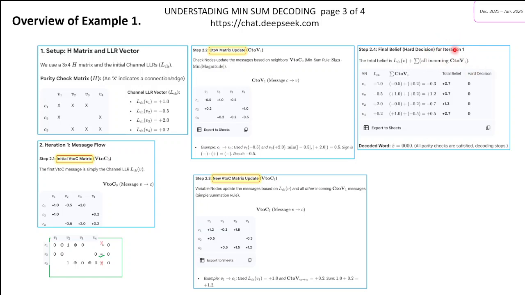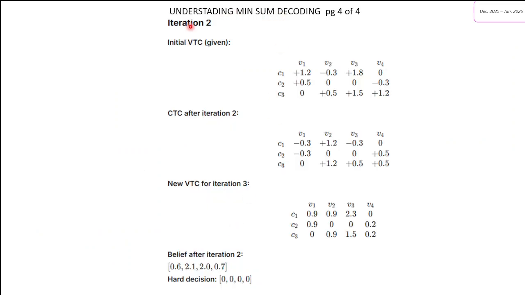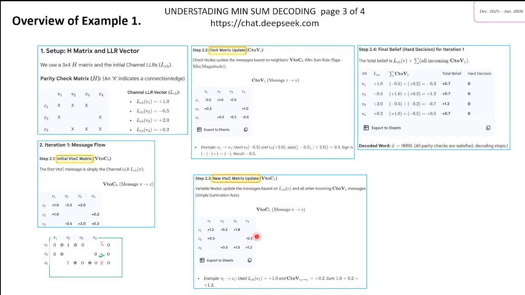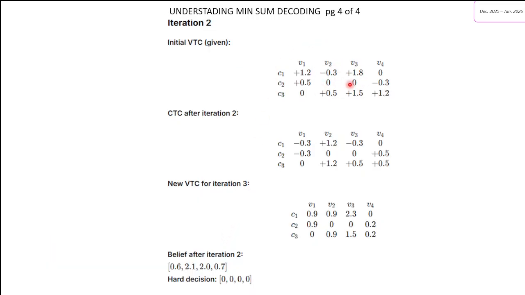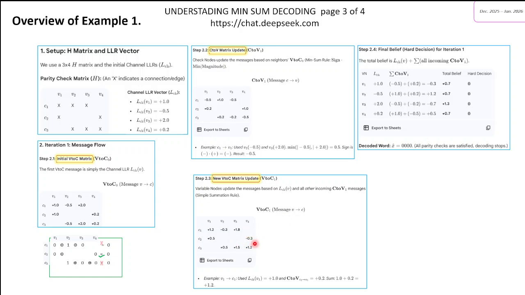If we do not stop in the first iteration, in the second iteration this matrix, which is built using the initial matrix and the C2V matrix, will become the initial V2C matrix. So in the next slide we do the second iteration, and you notice that this matrix is copied directly here, and this matrix will be used as the initial matrix, and then again these two will be computed. In the second iteration also, if we want to conclude, this matrix will be used to compute the final belief.